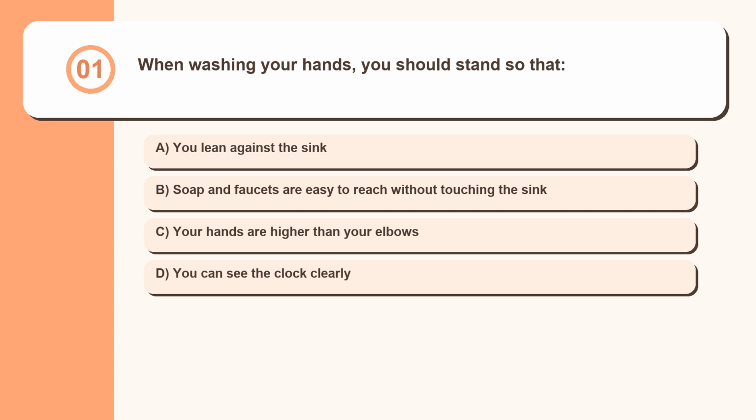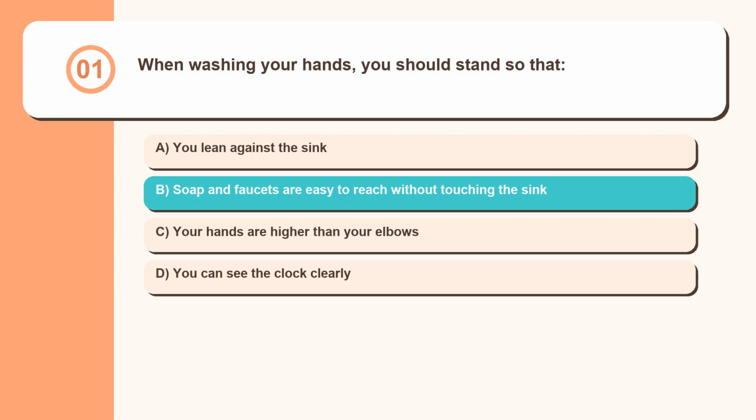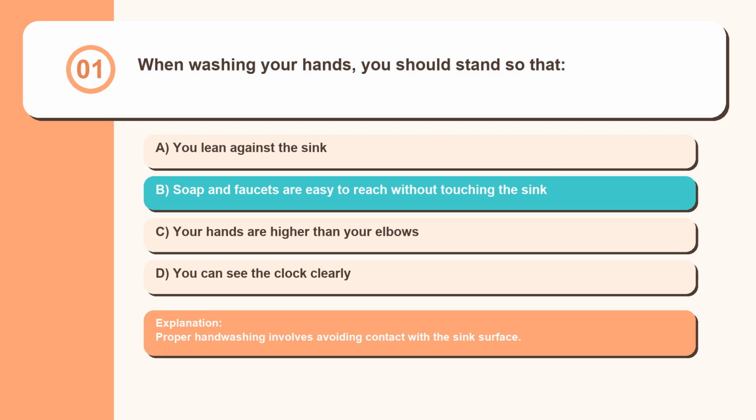Question 1. When washing your hands, you should stand so that: you lean against the sink; soap and faucets are easy to reach without touching the sink; your hands are higher than your elbows; you can see the clock clearly. Proper hand washing involves avoiding contact with the sink surface.